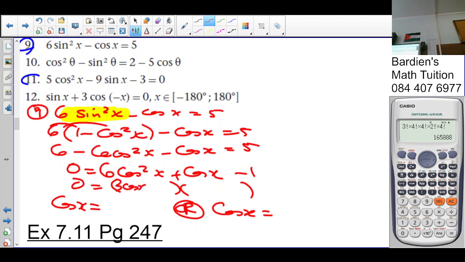So it's (3 cos x + 1)(2 cos x − 1), that's plus and minus. So that will be a third or negative half.